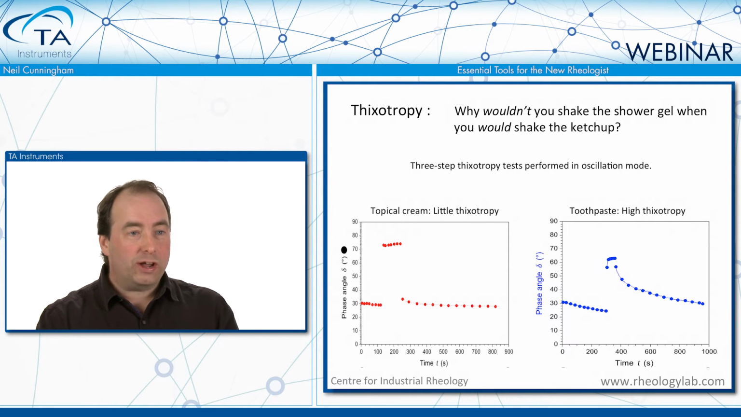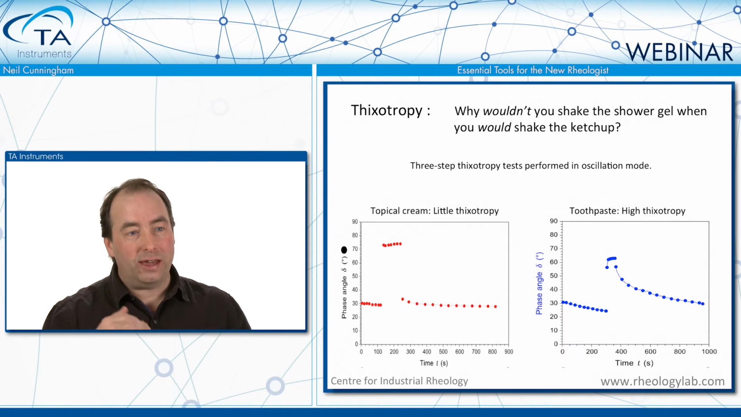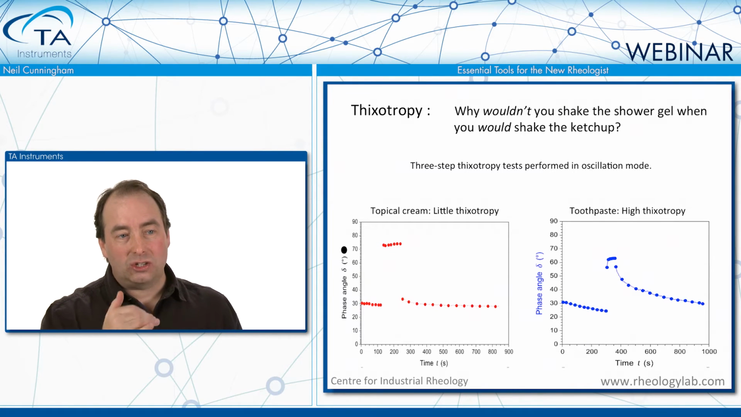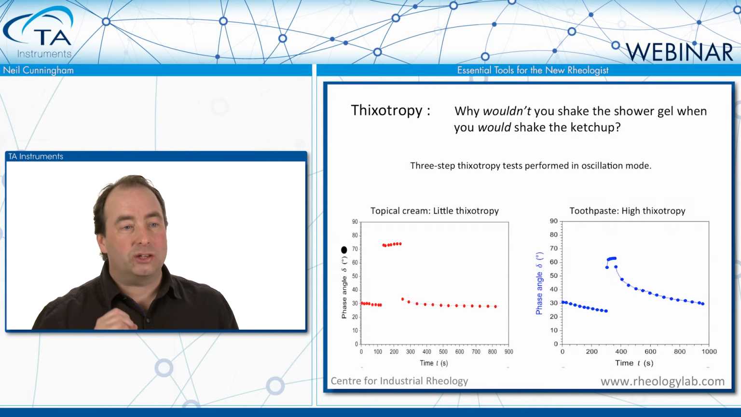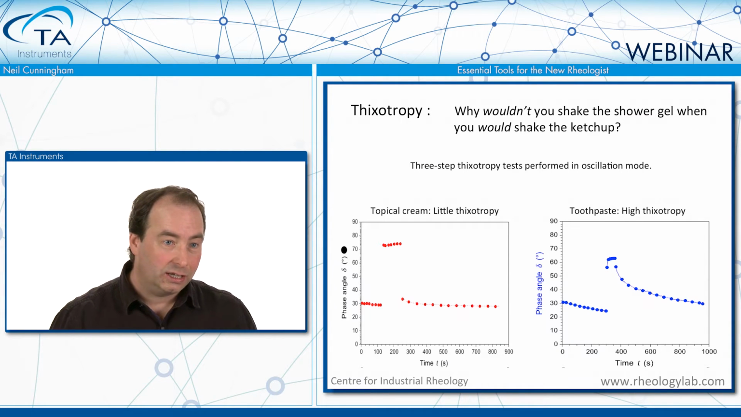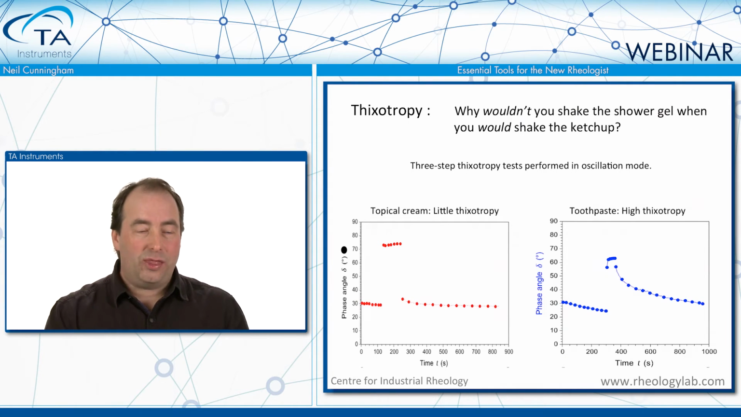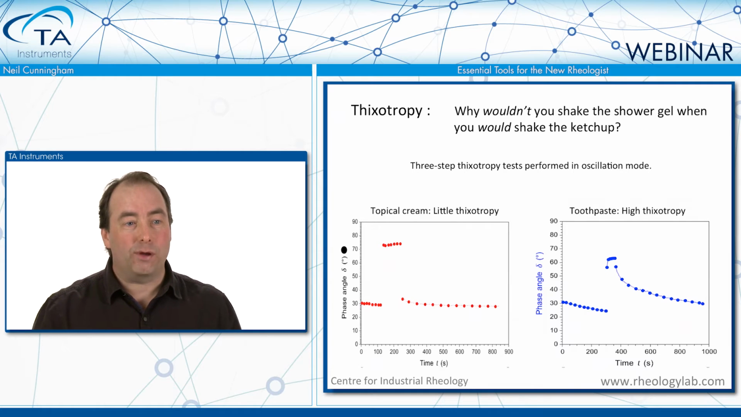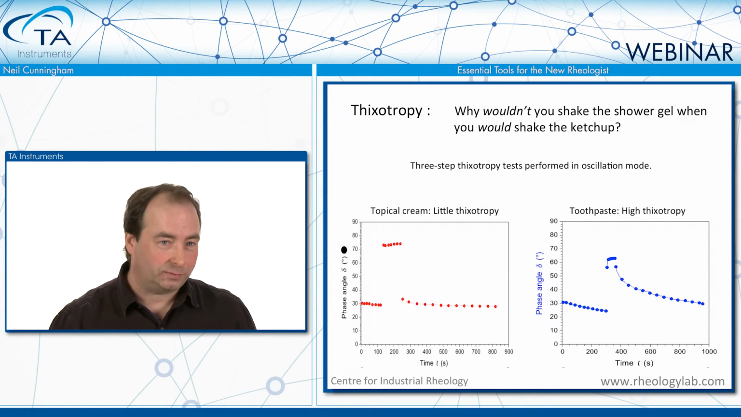We have a topical cream on the left-hand side, and this topical cream is showing the phase angle starts off fairly low, around about 30 degrees in the conditioning step. We apply some high strain oscillation to that, and the phase angle rises up to 70 degrees, so we've disrupted structure. And then when we reduce the applied deformations, we get a pretty rapid recovery back to that low phase angle, highly structured condition.